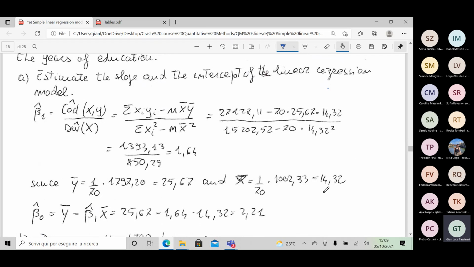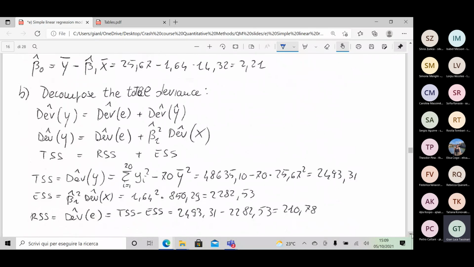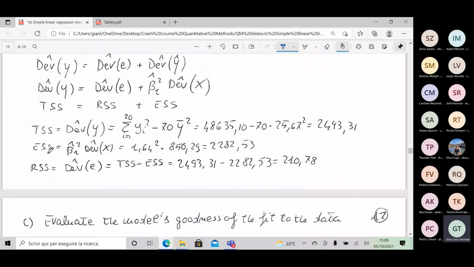So we have everything. Beta 1 hat is this one, and the deviance is this one. So we need to do this to the power 2 times this one. And this gives us the deviance of regression, or explained sum of squares, or deviance of y hat. So we did the computation. Again, remember the decomposition of the deviance.